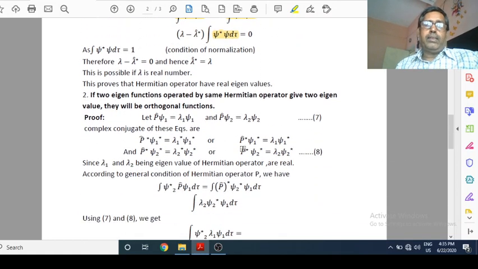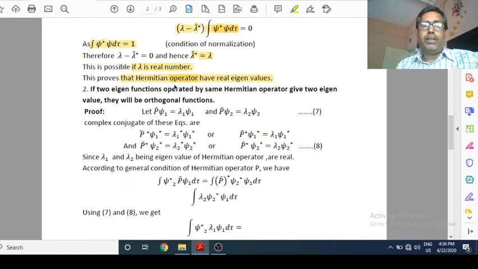Recall the normalization condition. What is the condition of normalization? This one is equal to 1. Here I have written: if this one is 1, then this will be 0. And that is why we can write lambda star is equal to lambda. How is it possible? Complex conjugate of lambda is equal to lambda. It is possible only when lambda is a real number, not an imaginary number. This proves that a Hermitian operator has real eigenvalues.